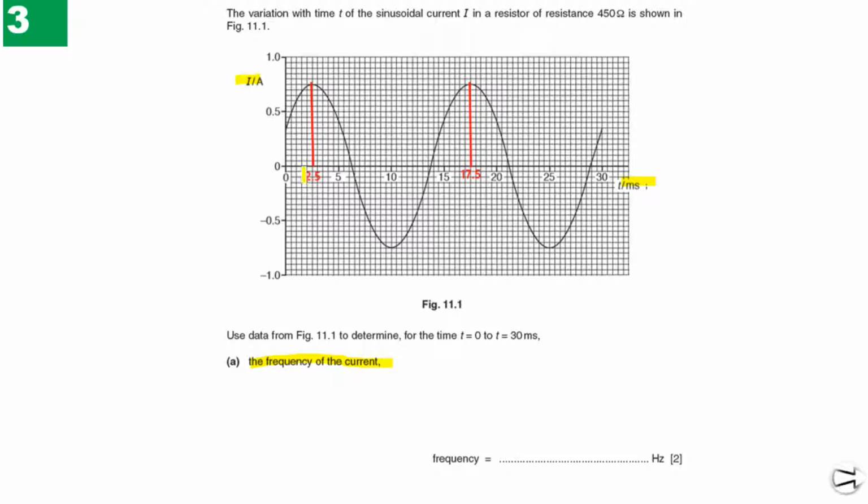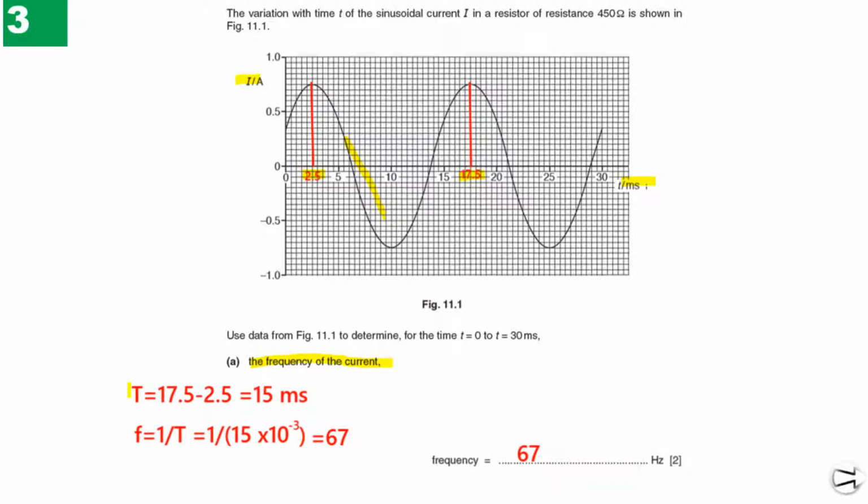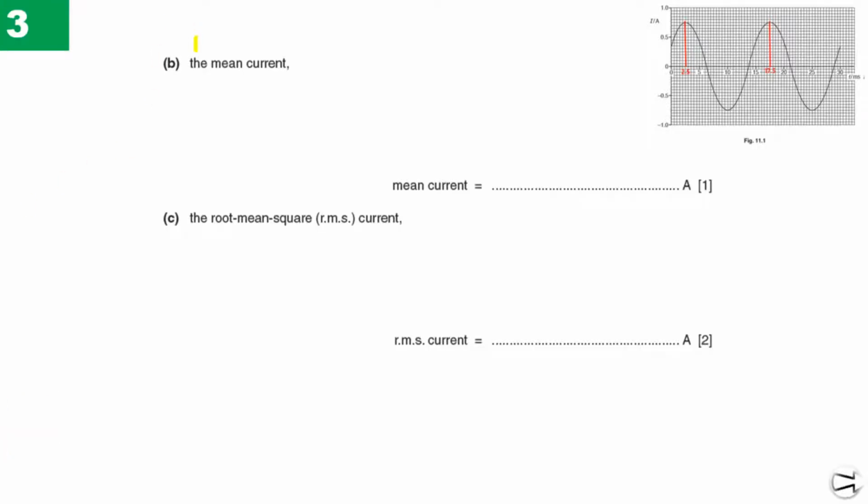As you can see here, I already labeled this time. So time here is 2.5 and time here is equal to 17.5 milliseconds. So we can calculate the time for one complete cycle, which simply means that time taken will be equal to time period. We need to just subtract these two values. So here is our final answer. This is how we have calculated the time period. So this is time period and this is equal to 15 milliseconds, and frequency is equal to 1 over T. So this is our final answer. So this is frequency.